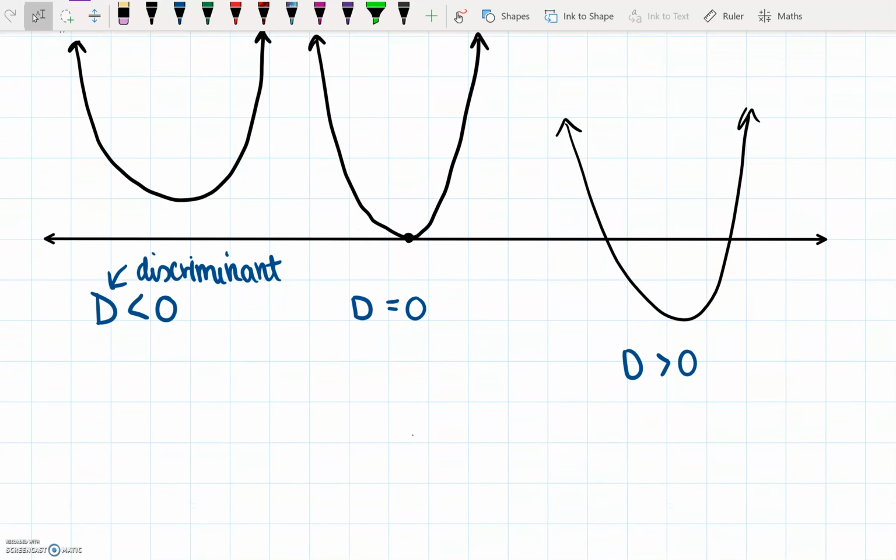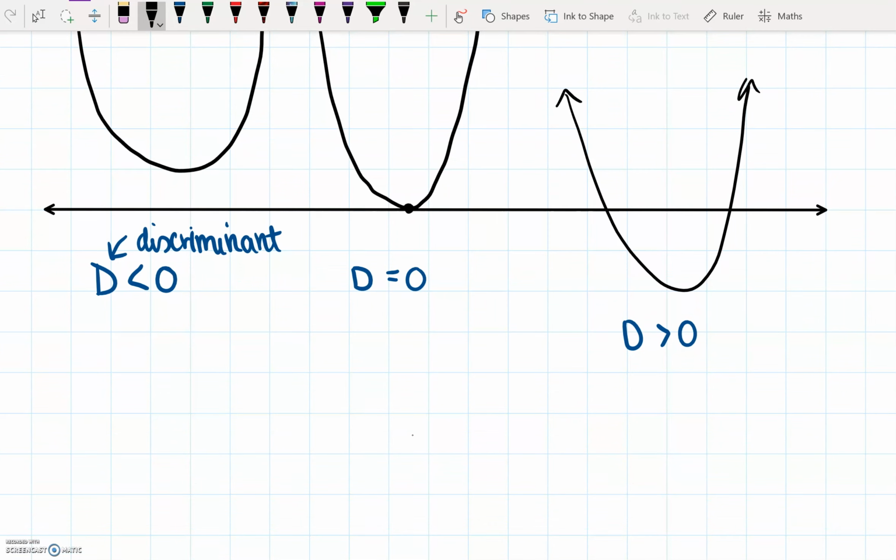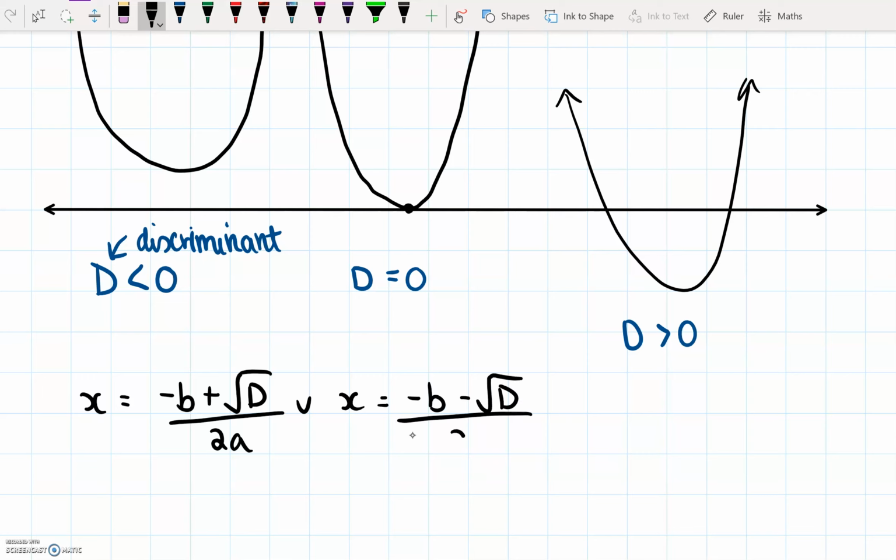How do we know this? Does anyone remember where the discriminant comes from? Remember that the discriminant comes from the quadratic formula, because we have a quadratic formula where x is equal to negative b plus the square root of d over 2a, or x is equal to negative b minus the square root of d over 2a. And this tells us the solution for where a parabola crosses the x-axis. So this is where y is equal to 0. This allows us to solve for y equals 0.